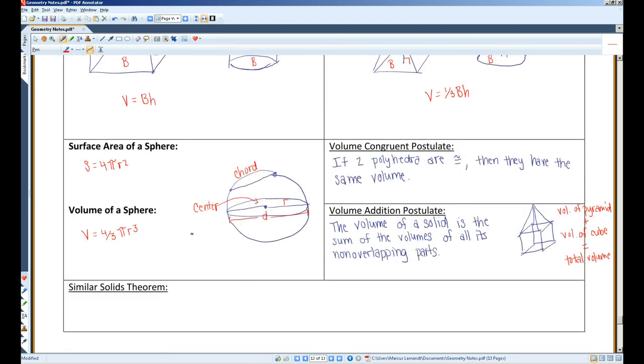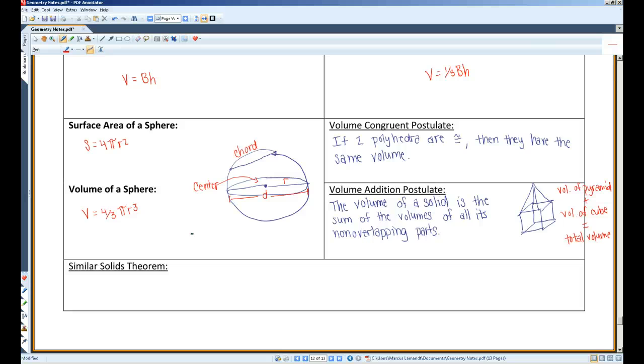Okay? A sphere is the set of all points in a space equidistant from a given point. Remember, equidistant means equal distance. The point in the middle is called the center. A radius of a sphere is kind of like the radius of a circle. It's the segment from the center to a point on the sphere. A chord, kind of like a chord of a circle, is a segment whose endpoints are on the sphere, and a diameter is a chord that contains the center. Okay? And here are the formulas for the surface area and the volume.